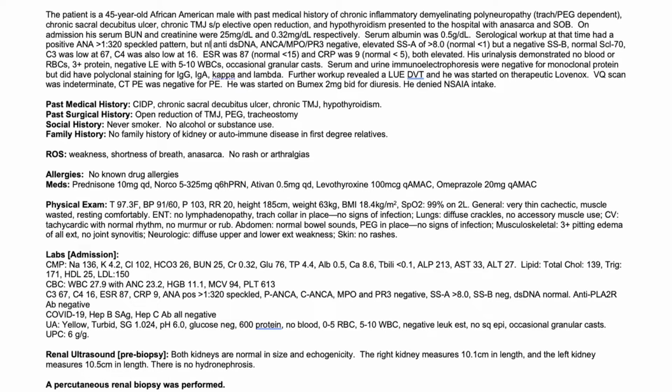His past medical history includes CIDP, a chronic sacral decubitus ulcer, chronic TMJ, and hypothyroidism. His surgical history includes the open reduction of his TMJ, a PEG placement, and a tracheostomy. He's a never smoker, doesn't drink or use any illicit substances. He has no family history of kidney or autoimmune disease in first degree relatives. On review of systems, his complaints are weakness, which is chronic, along with shortness of breath and swelling. He has no rashes or arthralgias. He has no known drug allergies. He takes prednisone 10 milligrams once a day, Norco 5-325 as needed, Ativan half a milligram once a day, levothyroxine 100 mics, and omeprazole 20 milligrams once a day.